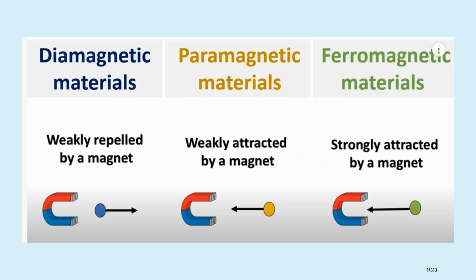Let us discuss in detail three types of materials. If you place different types of materials near a magnet, what are the changes? Let us observe here. First one, diamagnetic materials. If you place a diamagnetic material near a magnet, then it will be weakly repelled by a magnet. Second case, if you keep a paramagnetic material near a magnet, then it will be weakly attracted by a magnet. Third one, if you place a ferromagnetic material near a magnet, then it will be strongly attracted by a magnet.